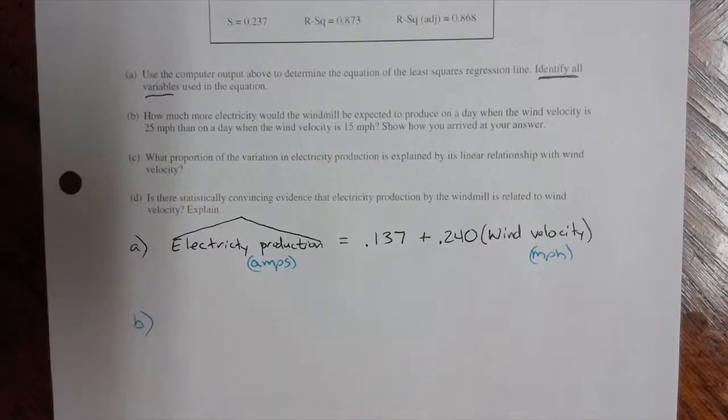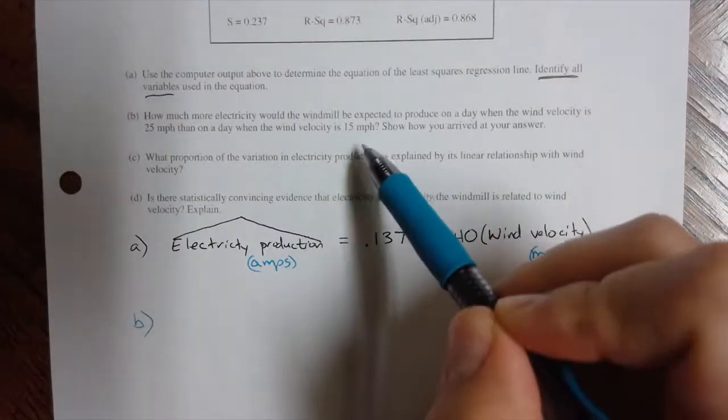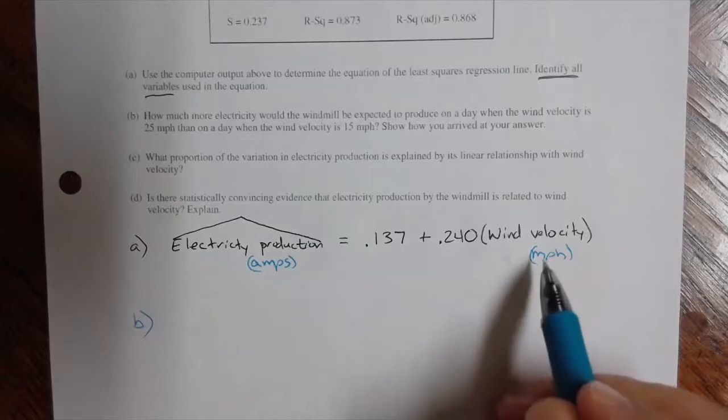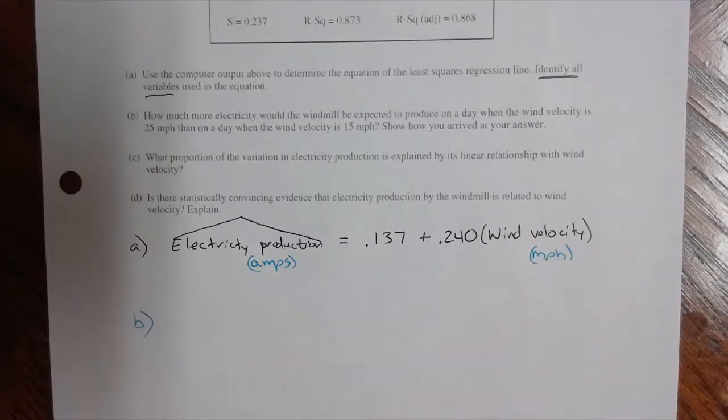One way, I think this one's the one that comes maybe quickest to students. If it says how much more electricity would be produced when the wind velocity is 25 versus 15, a lot of times students will just take those two numbers, plug in the number 25, plug in the number 15, and just simply calculate it. That's a perfectly fine way to go. You can get your two responses.